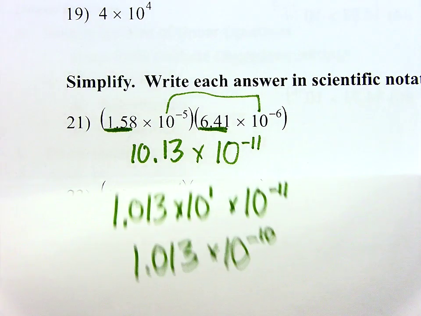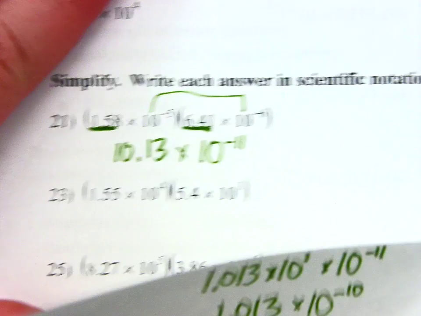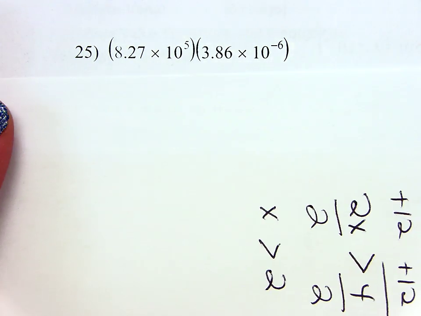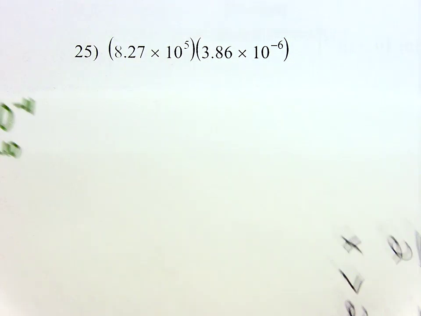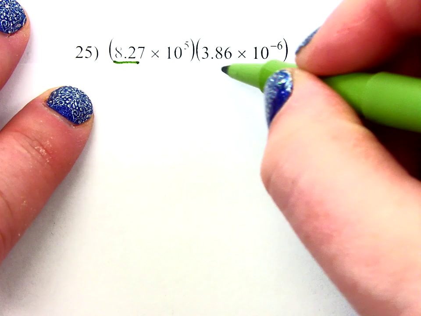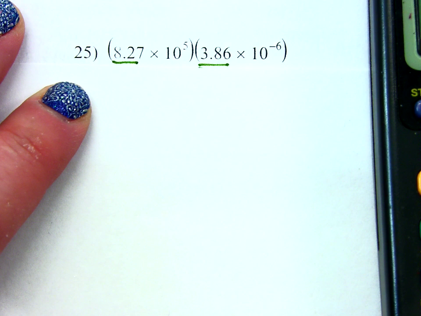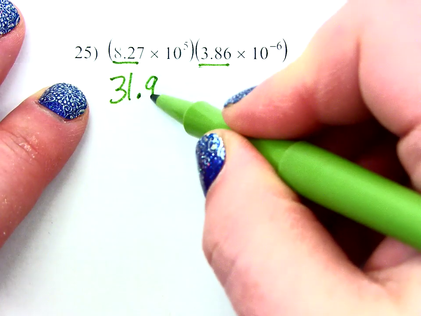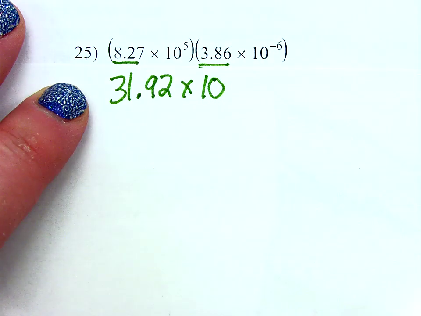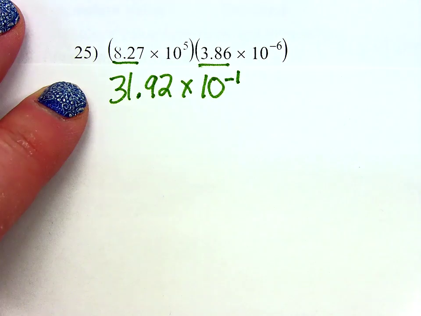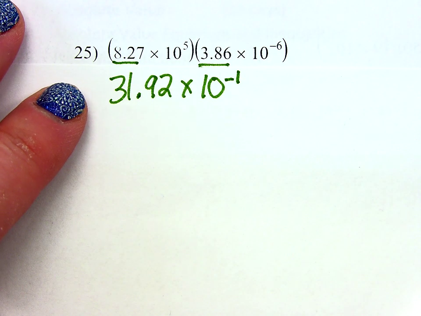So let's try another one. We already had talked about 23. I think 25 we're going to have to do some adjusting to. So let's check out 25 together. So my steps start off the same. I'm going to multiply 8.27 times 3.86. 31.922. So I'll round that to 31.92 times 10 to the what power? Negative 1. So far, are we okay?